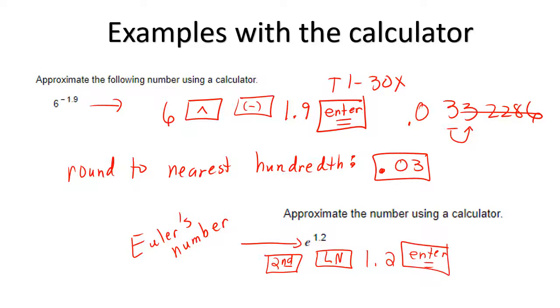Again, I will get a long decimal answer. In this case, it's 3.3201169. And if I'm looking at the nearest hundredth, I look at the second place, glance to the third. Since that is less than 5, I drop those digits. So this answer would be 3.32.